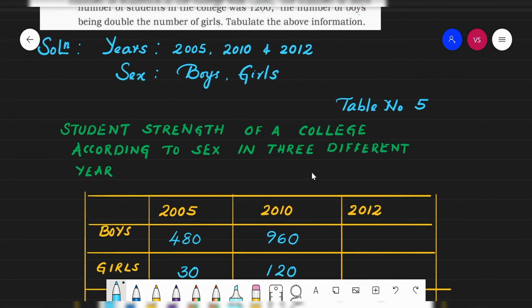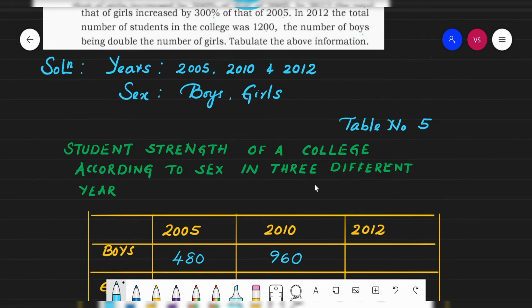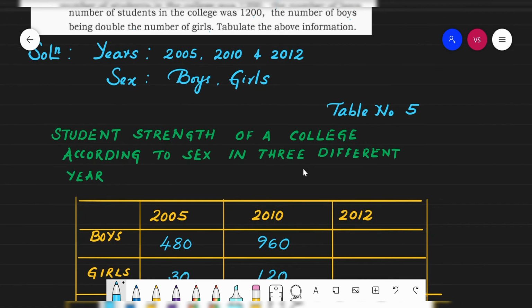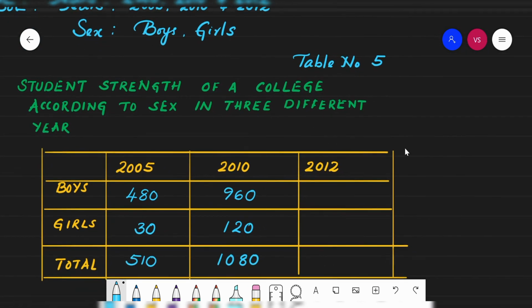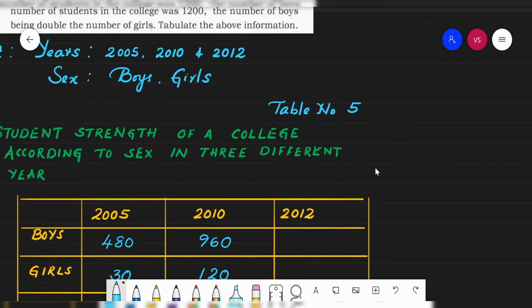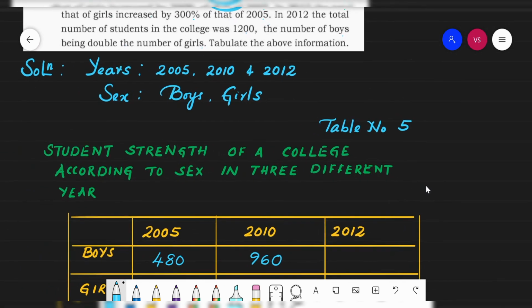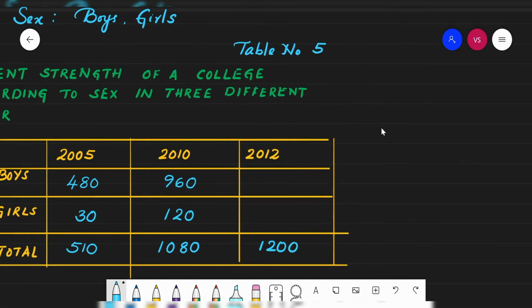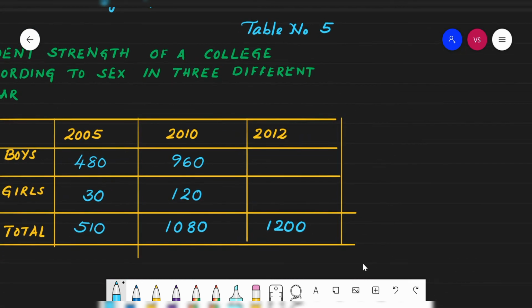Next, the last one they said is in the year 2012, the number of students in the college was 1,200. They said the total is 1,200 students. And what is mentioned there is that the number of boys is double the number of girls. Now we need to do some calculation.